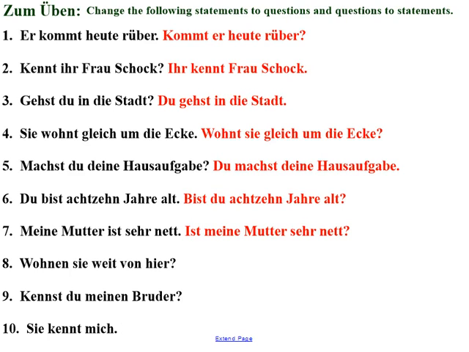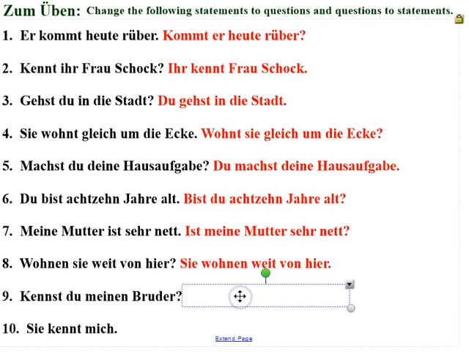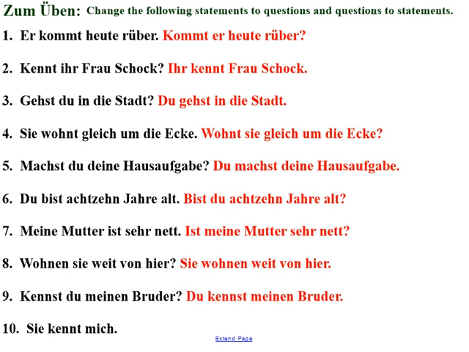Eight. Wohnen sie weit von hier? Do they live far from here? Sie wohnen weit von hier. They live far from here. Nine. Kennst du meinen Bruder? Do you know my brother? Du kennst meinen Bruder. You know my brother. Ten. Sie kennt mich. She knows me. Becomes kennt sie mich. Does she know me?